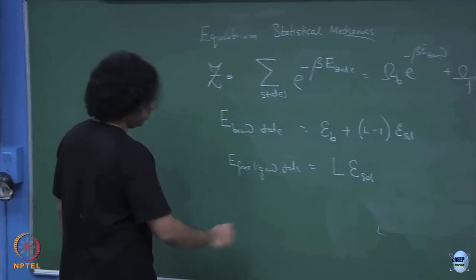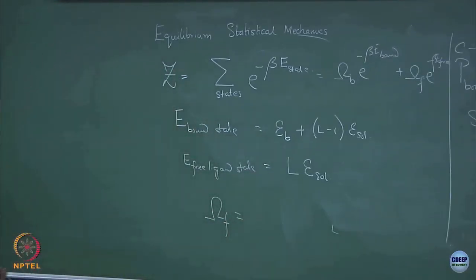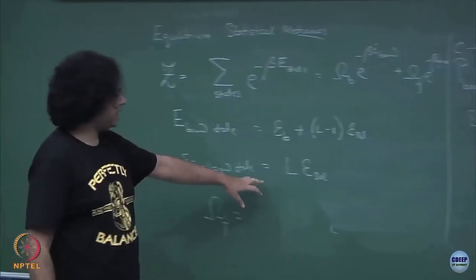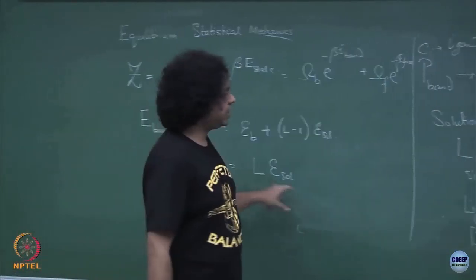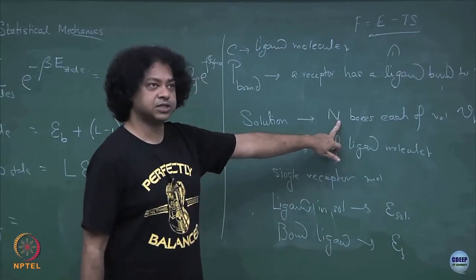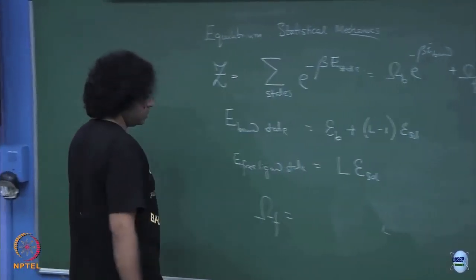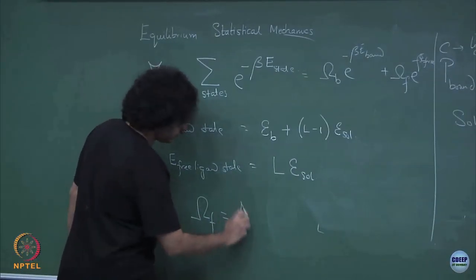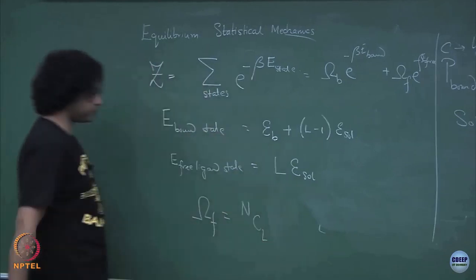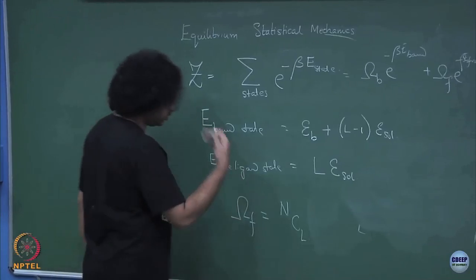What is this omega b going to be, or what is this omega f going to be? So, in this omega f, I have these L ligands, which I have to arrange among these n available boxes of the solution. So, that is N choose L, right, and therefore, that will give me the entropy if I want.